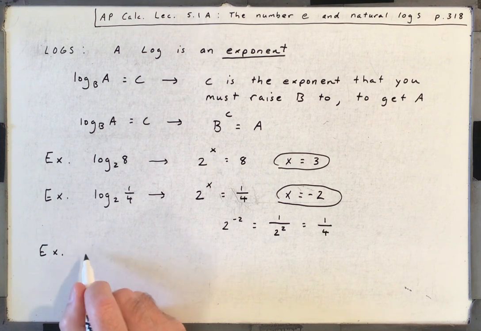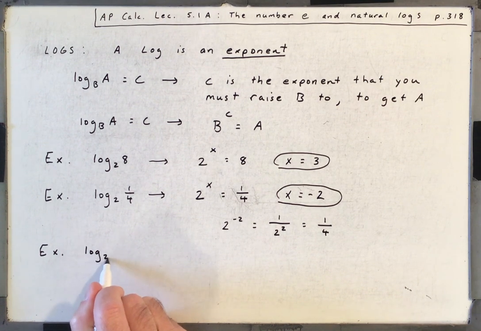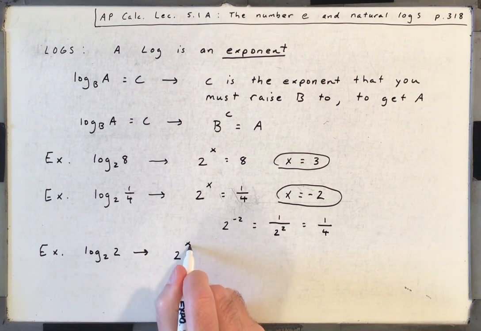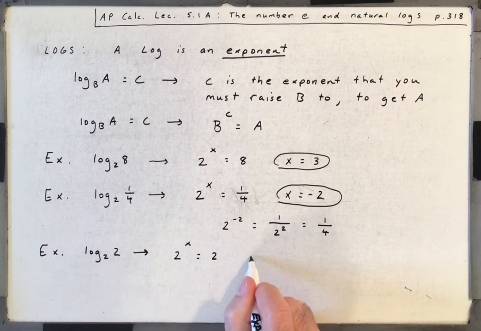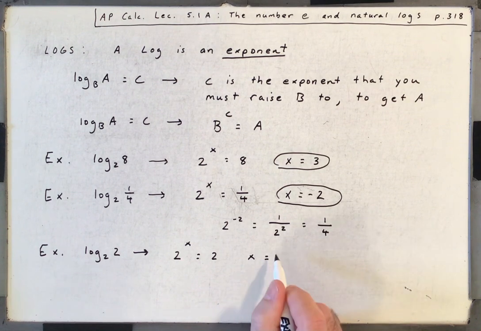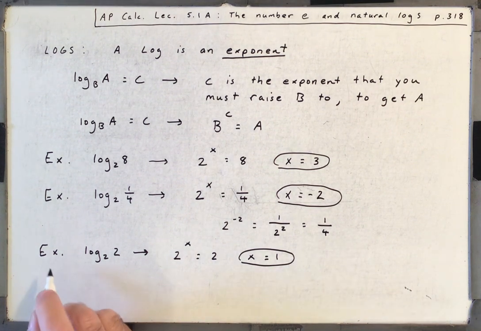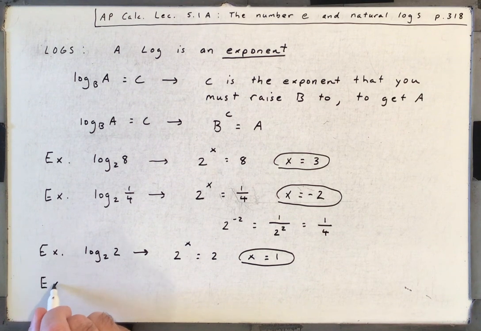All right, how about log base 2 of 2? That's like saying 2 to some power, x, is equal to 2. So x would be what? It would be 1, not 0. Students sometimes get the whole 0 and 1 thing backwards. But we'll go ahead and do one like that.